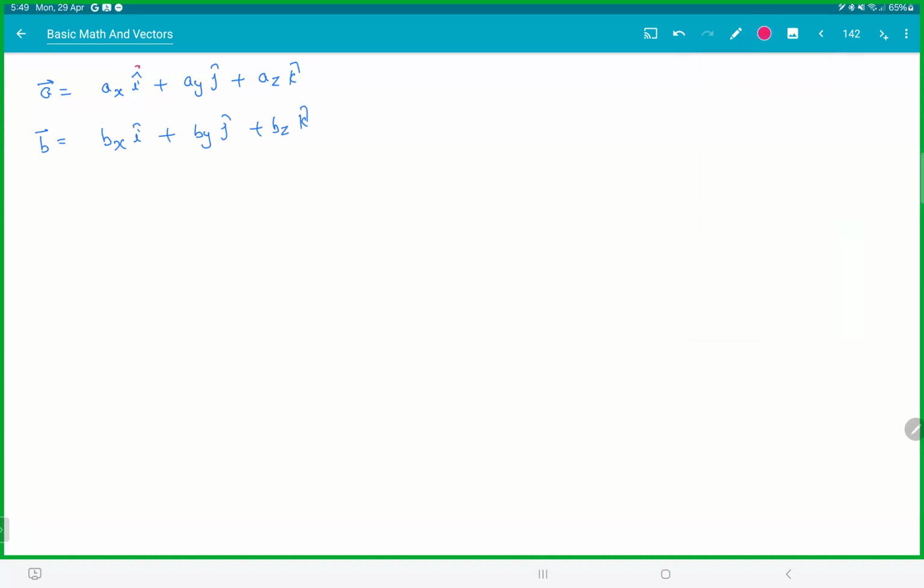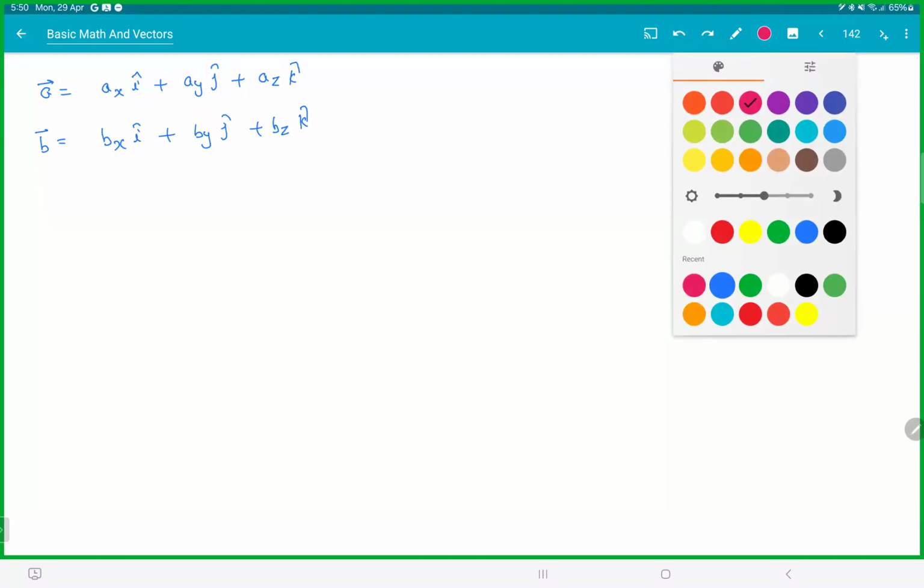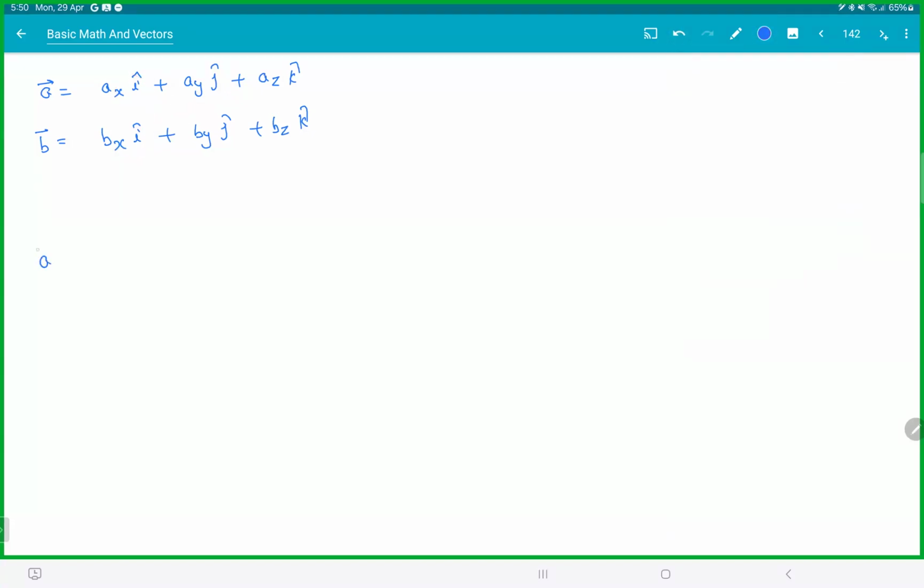How do you multiply? You multiply this into this, 0. I cross J is K. I cross K is minus J. Then you do J cross I, J cross J, J cross K. K cross I, K cross J, K cross K. So total 9 terms will come. In that 3 terms will be 0 and 6 terms will come. So what we do for this, we write A cross B like this.